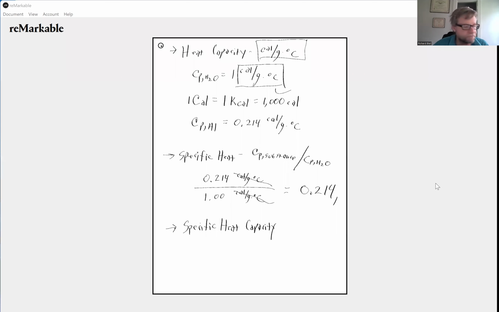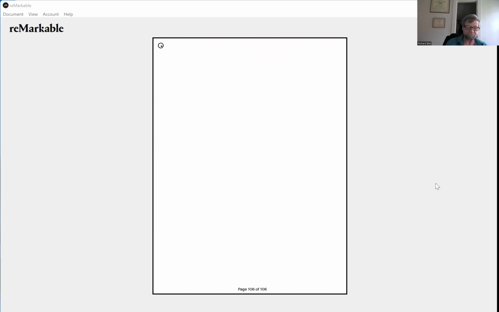Let's do a real quick calculation, shall we? Okay, screen share. So let's do one of the more challenging types of problems you might come up with using the zeroth law of thermodynamics. Now, a couple quick comments.